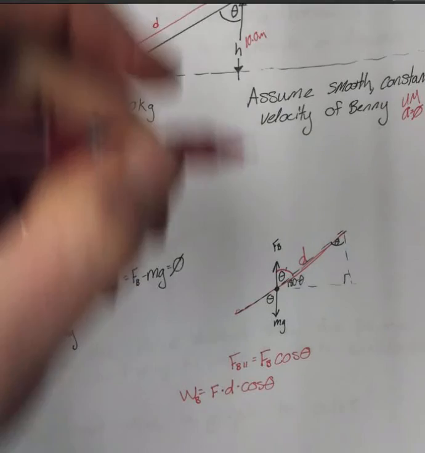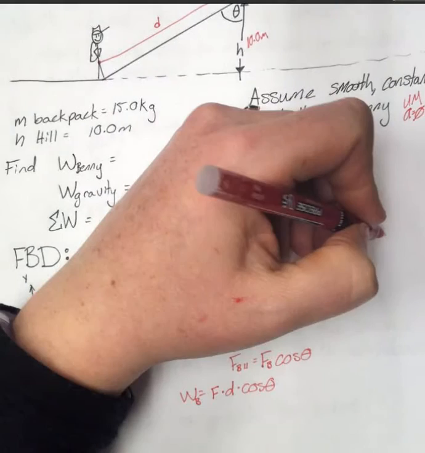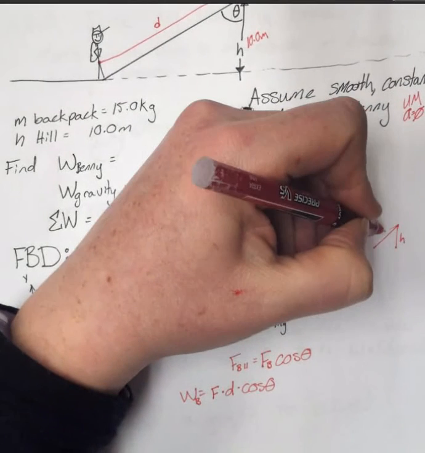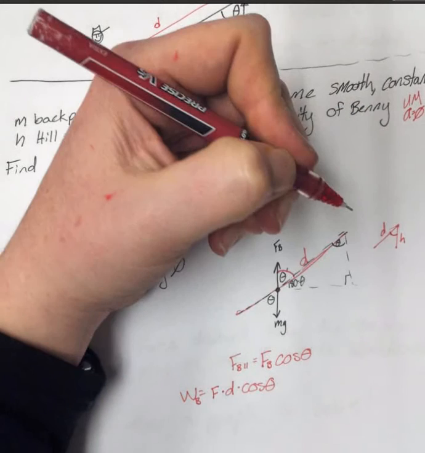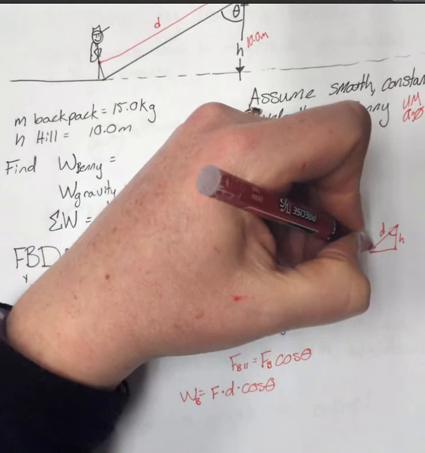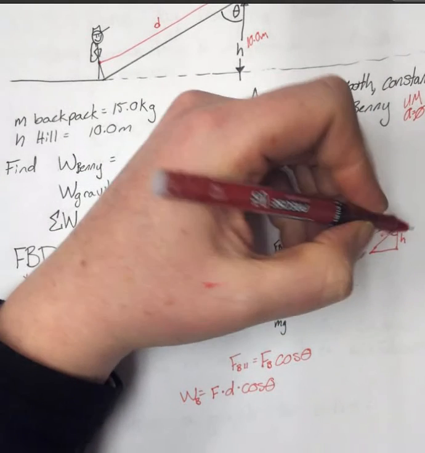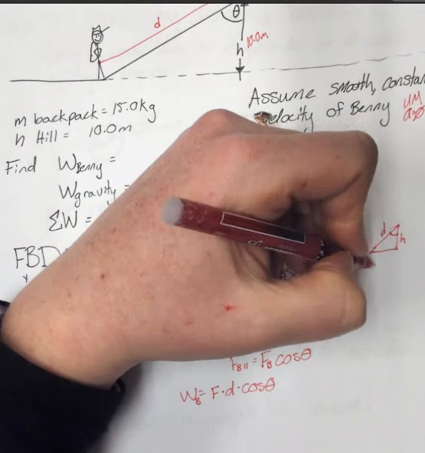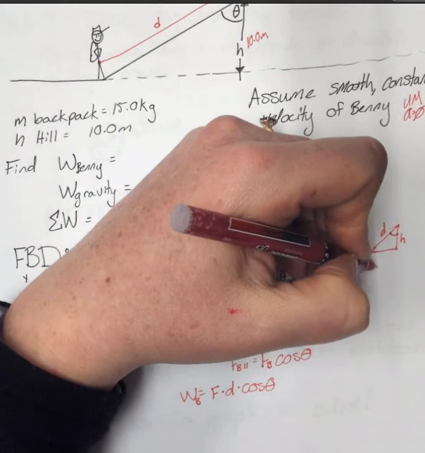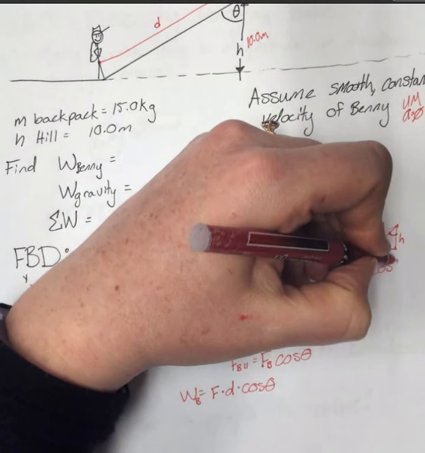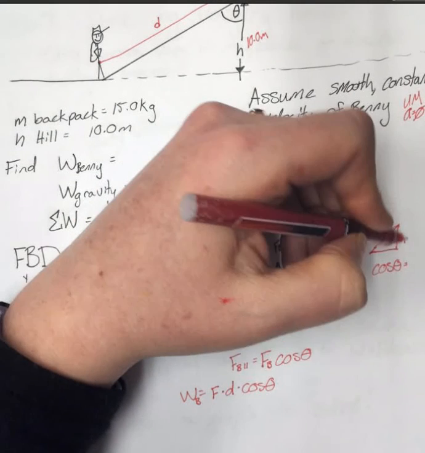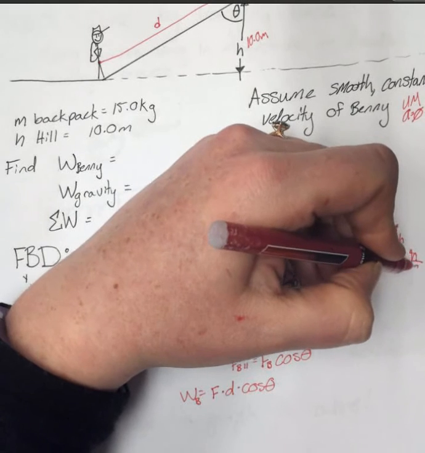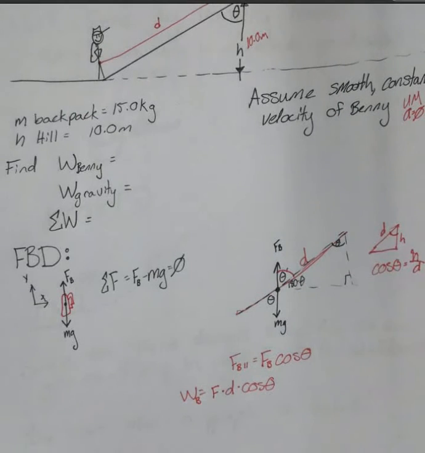In this triangle here, here's the height, here's the displacement, here's an angle. What's the relationship between the displacement and the height and that angle? Well, if I look at it, that is the adjacent. So that means that the cosine of that angle equals adjacent over hypotenuse, and the hypotenuse is d.